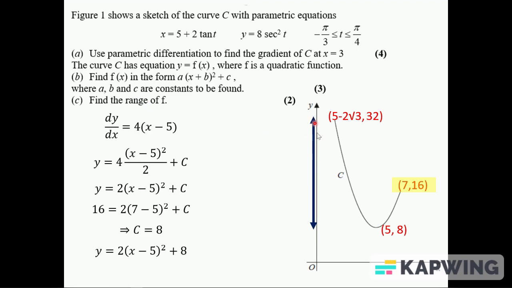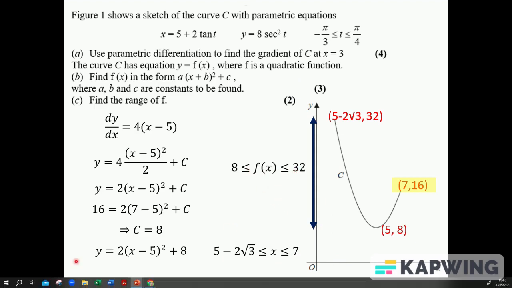Then finally it wants the range of f. So all these y values, I've got the minimum y value here and the maximum. Incidentally, for this function, this curve C, if it asks you for the domain of it, well, here it is. I found the ends, the minimum x value and the maximum x value. That's the domain of f of x. But we want the range, it says, which is anything between 32 and 8 inclusive.